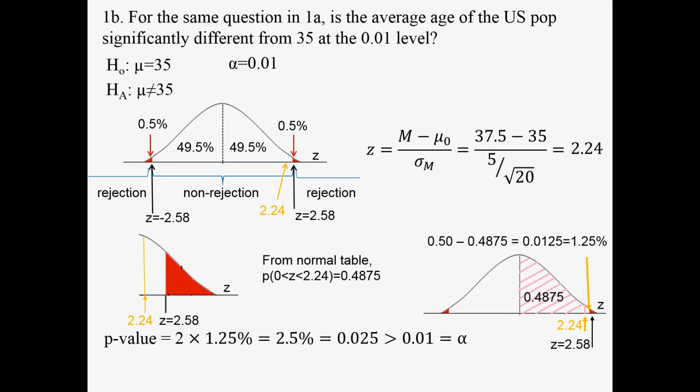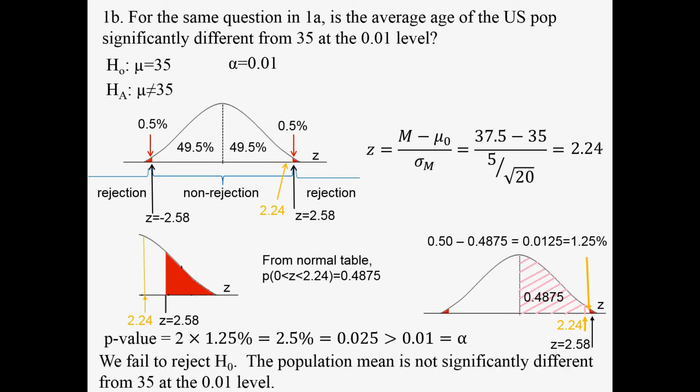So we make a decision that we fail to reject the null hypothesis, and we conclude that the published mean is not significantly different from 35 at the 1% level. As you can see, the difference between this question 1b and the last question 1a is that alpha for this question is much lower. We have a much more rigorous standard to reject the null hypothesis.